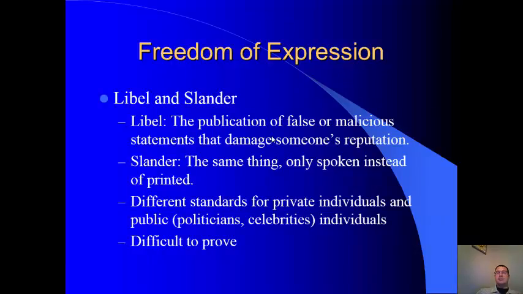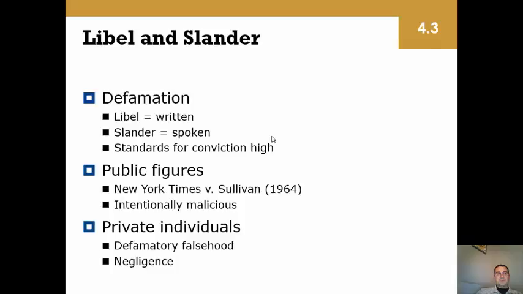Libel and slander. So libel is publication of items that defame somebody's character or reputation. Slander is spoken instead of written. So libel is written and slander is spoken. Again, there are different standards for private individuals versus celebrities, and it's very difficult to prove. The standards are very high to prove that you had an intent to be malicious and it was untrue and all those kinds of things. So libel and slander are very difficult to hold somebody liable for in a court.